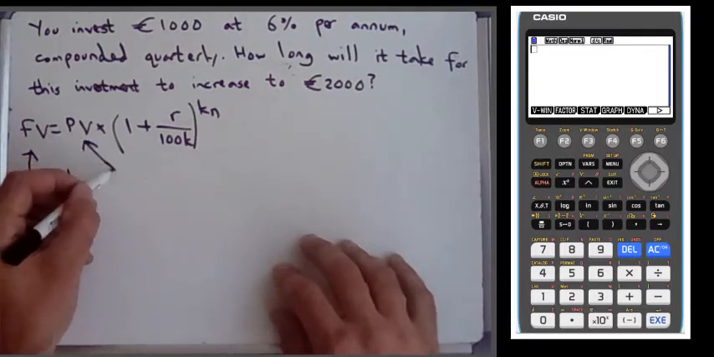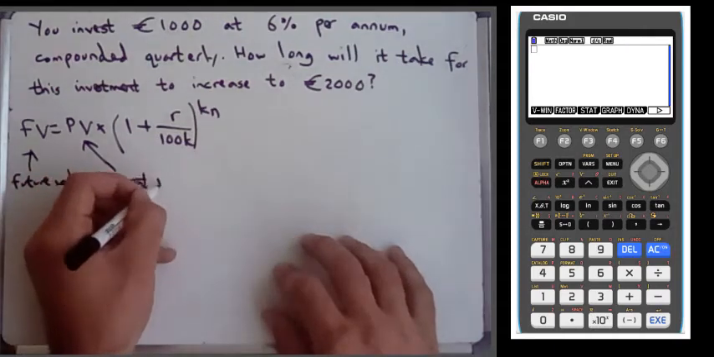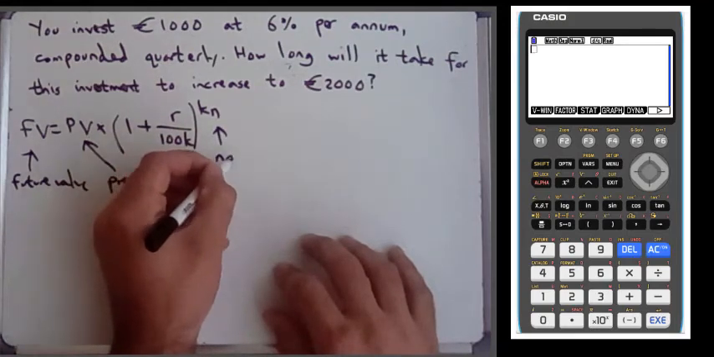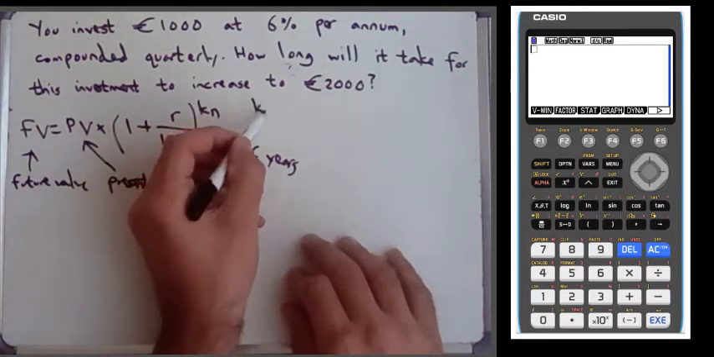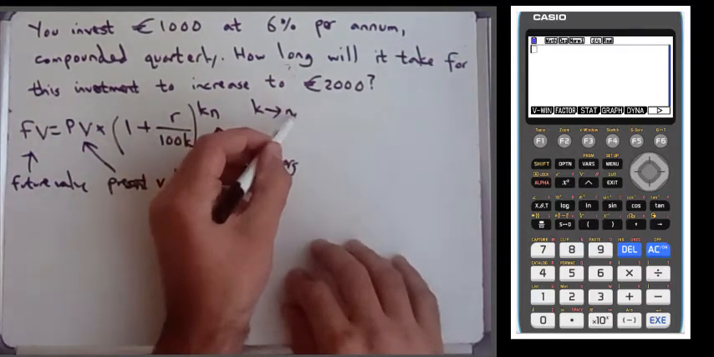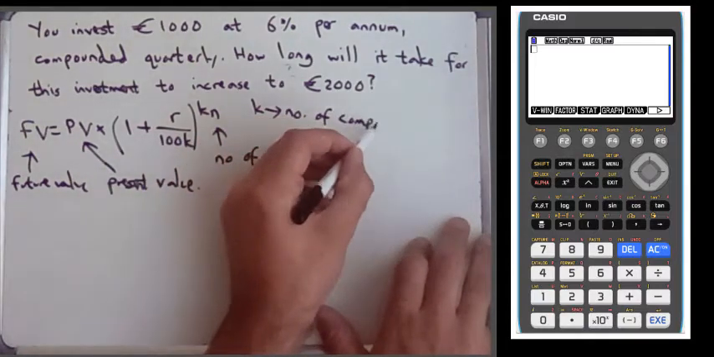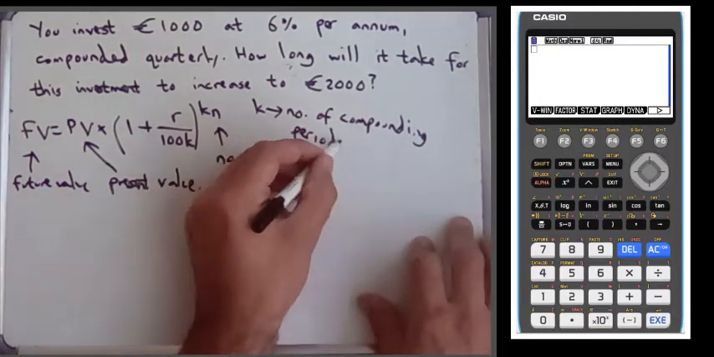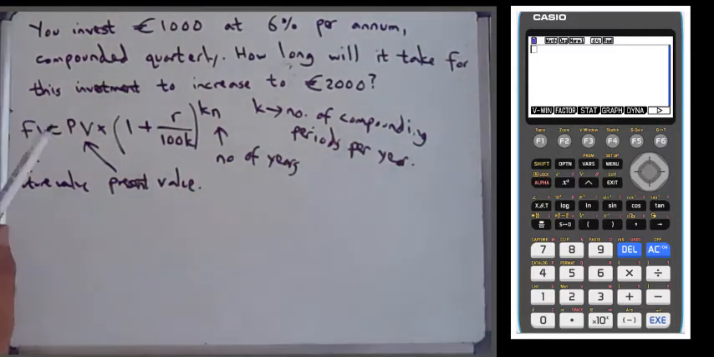PV is present value, which is normally what you start with. N is the number of years. K is the number of compounding periods in a year. So it's the number of compounding periods per year. And so we've covered FV, PV, N and K. What we haven't covered is R.